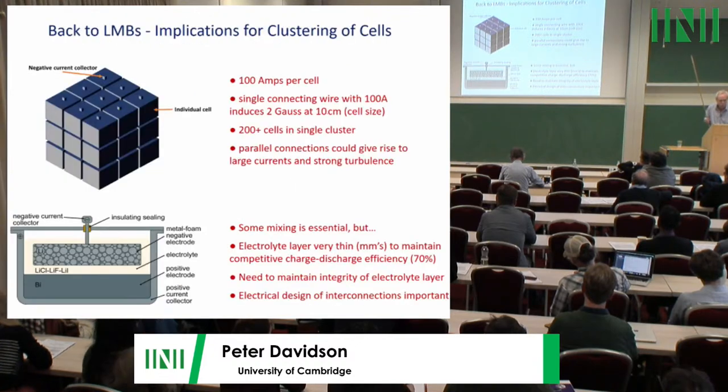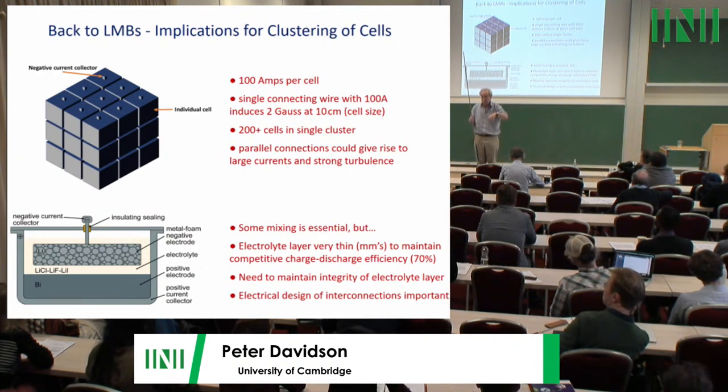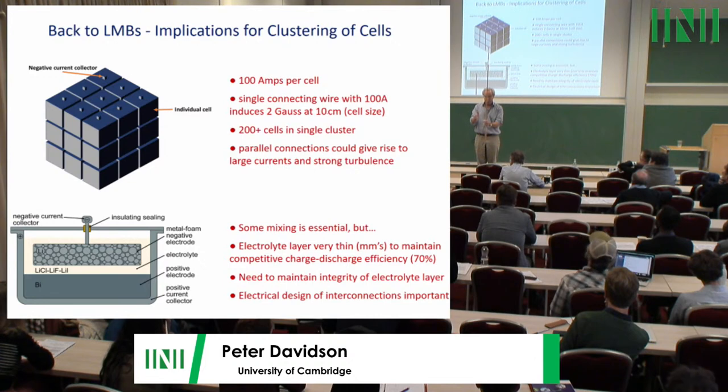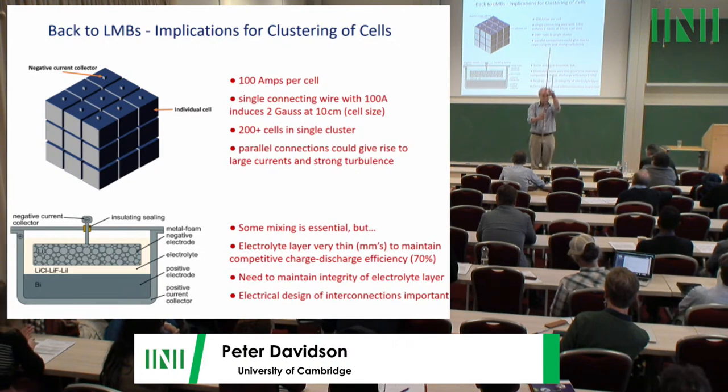Okay, back to batteries, then I'm finished. Why do we care about this? So a typical battery might have 100 amps running down through it. Now, a single connector with 100 amps produces a field at 10 centimeters of about 2 gauss. Already that's way into the fully turbulent regime. And that's just one battery with one connecting wire going through it.